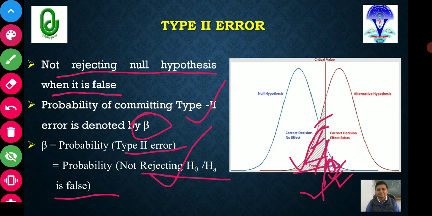So this is called as type 2 error. Null hypothesis is false and you have accepted it. However, you can say it otherwise: the alternate hypothesis is correct and you have rejected it. That means you have not rejected the null hypothesis which was false.